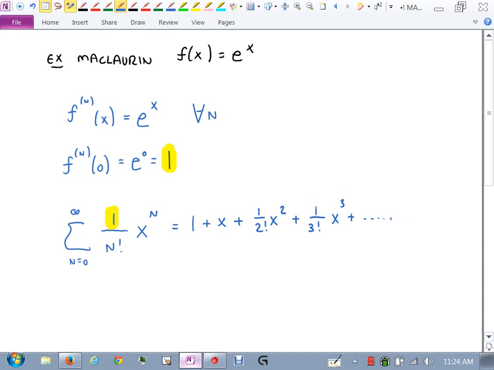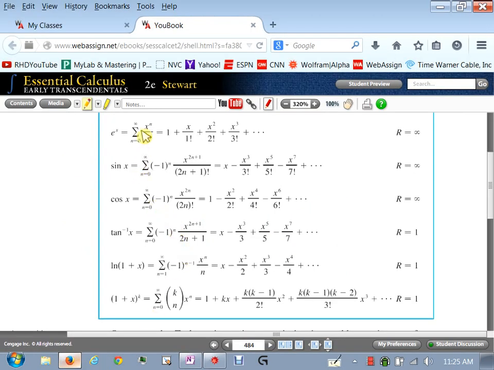And I already showed you when we first started talking about power series that if you take the derivative of this power series, you get the same power series, the exact same one. It's a really nice property of e to the x that it's the only function that does that. So this matches exactly what we have here in the book. They just took the 1 out of there and put x to the n over n factorial. Okay? Got it?